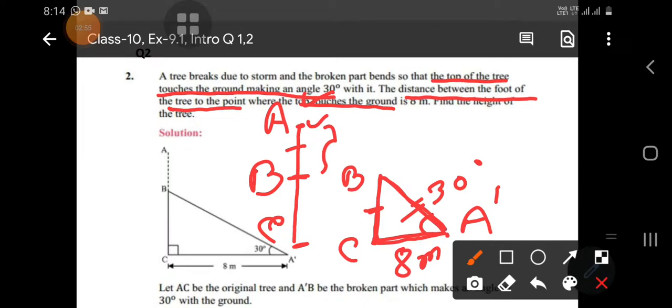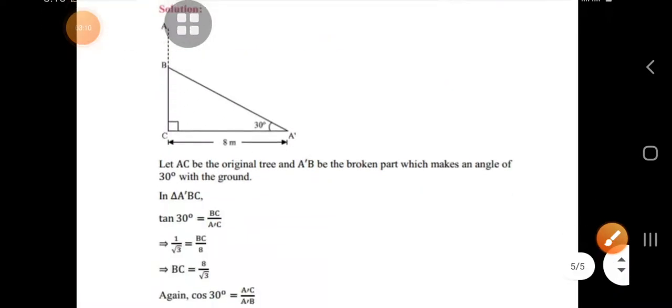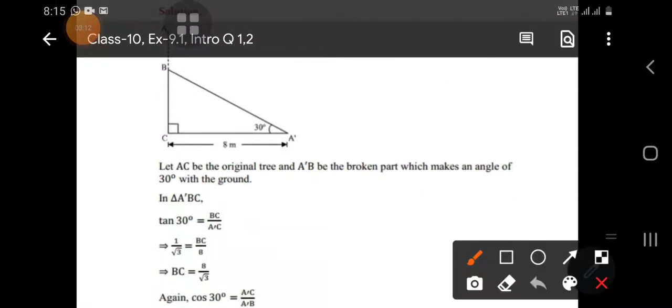Now if I want to find the length of the tree, then it will be BC plus BA dash, this portion plus this portion. If we add them, then we get the complete length of the tree. So this is the picture. Now we have to find this portion and this portion, so I write it down. Let AC be the original tree and A dash B be the broken part, which makes an angle of 30 degrees with the ground.